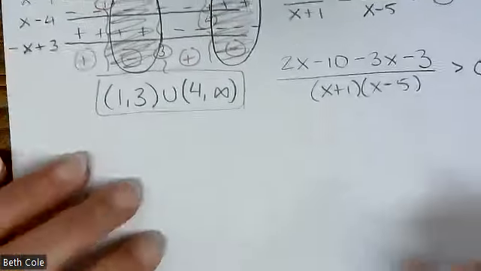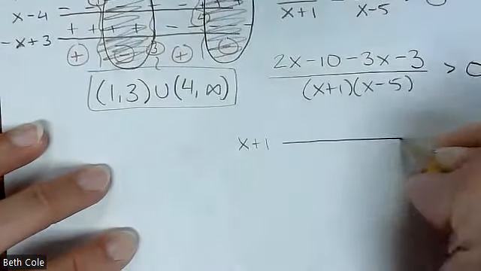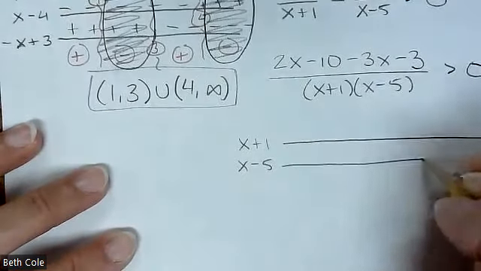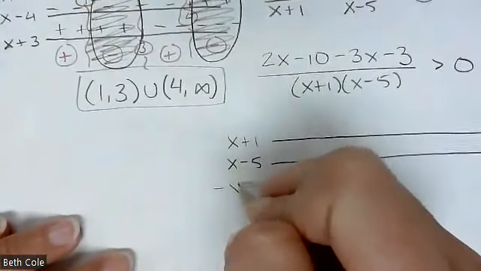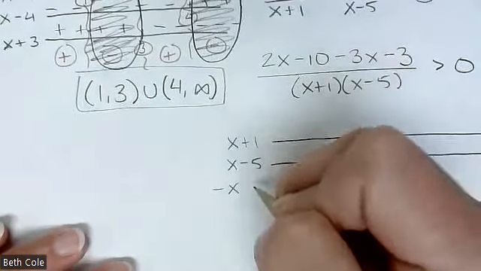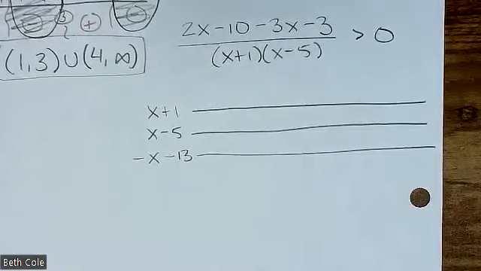Now, when you go to make your number lines, you're going to have 1 for x plus 1, 1 for x minus 5, and then 1 for that numerator. But I'd like to put the like terms together so it's not so long. Good. 2x minus 3x would be negative x. Hey, that's weird. And then good, minus 13. Looks like a musical staff, sort of.